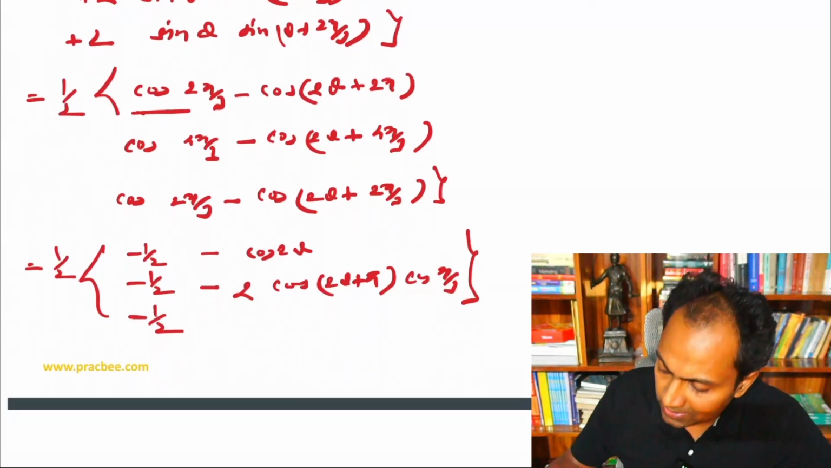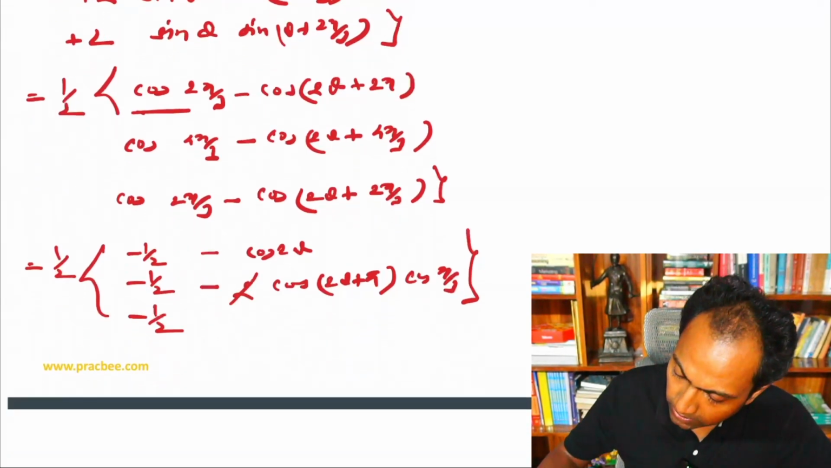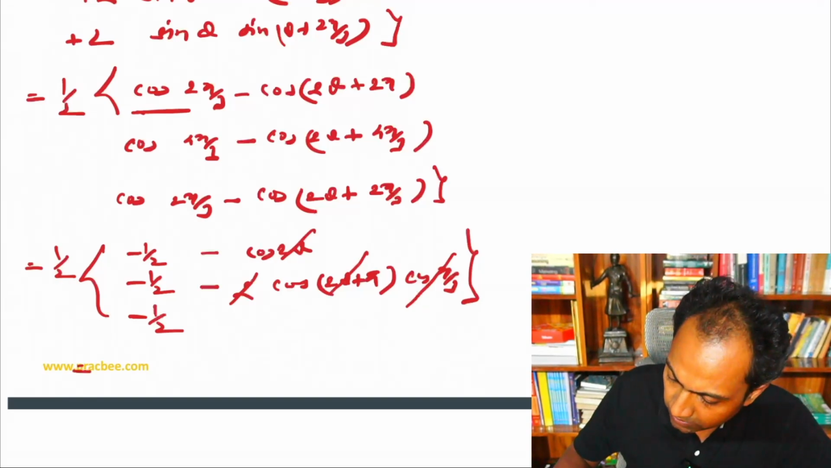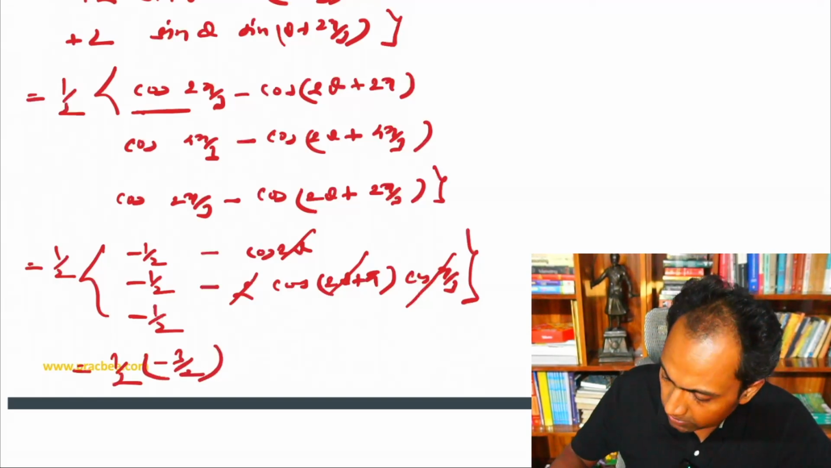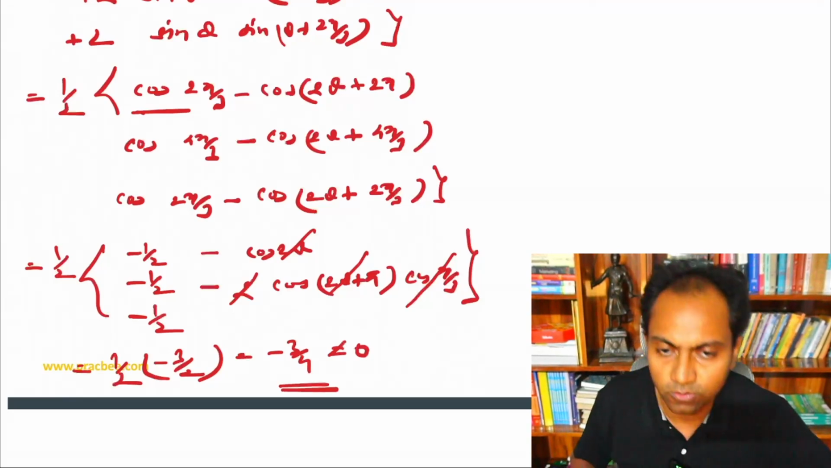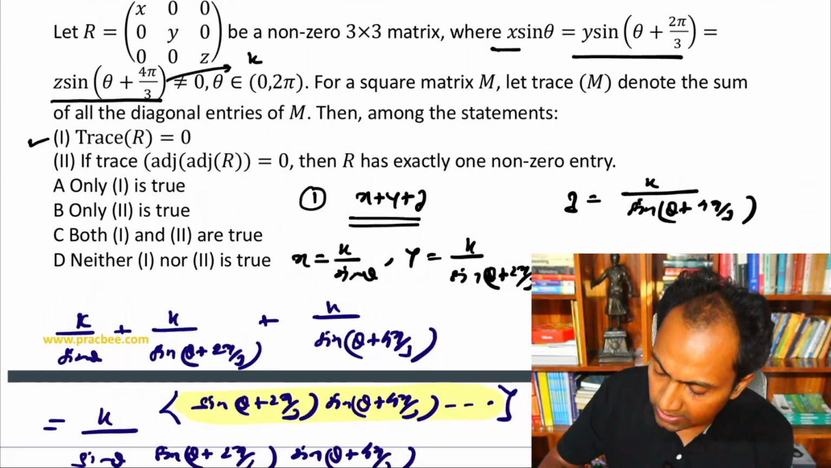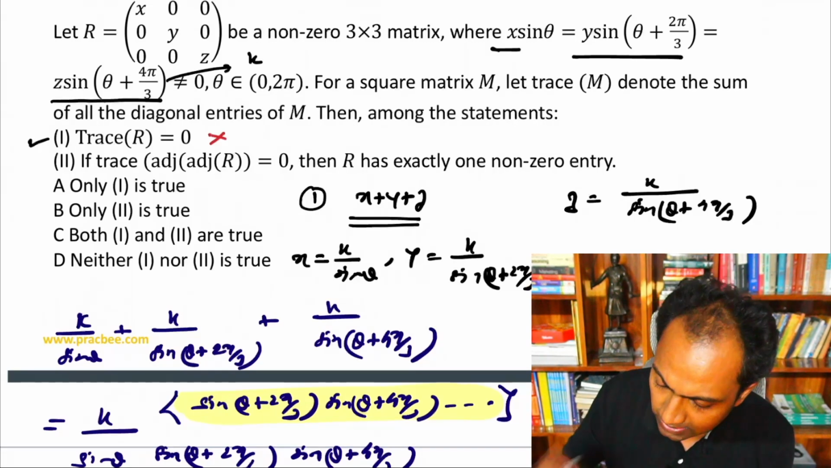Once we have done this, you can see that with little calculation this will get cancelled out, and this term will also get cancelled out. So what you are left with ultimately is nothing but 1 by 2 times minus 3 by 2, and that is minus 3 by 4. So we can clearly see that this is not equal to 0. So the first statement that they were asking us to check, the trace is equal to 0? This statement is incorrect.